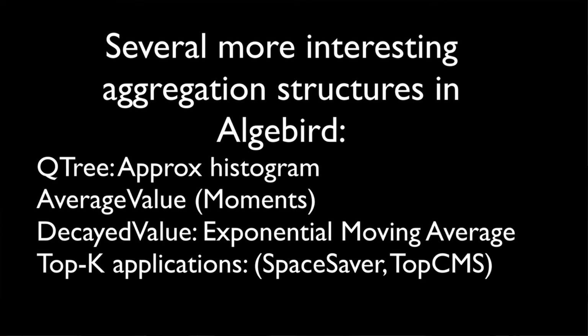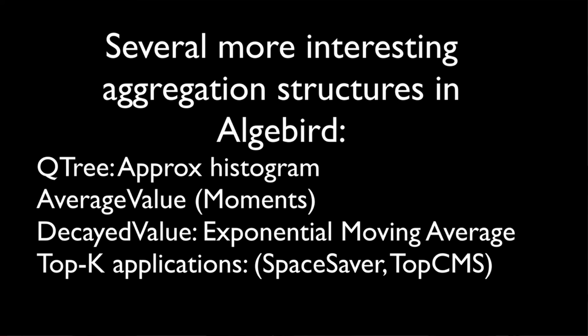We got many others. Qtree is an approximate histogram. It also forms a nice associative, it's actually a monoid structure. Average value: if you have 2 numbers and you want to know the average, well, the sum is clearly your knee-jerk reach for an example of a semigroup, right? Like I put up on the first slide, 1 plus 2 plus 3, right?